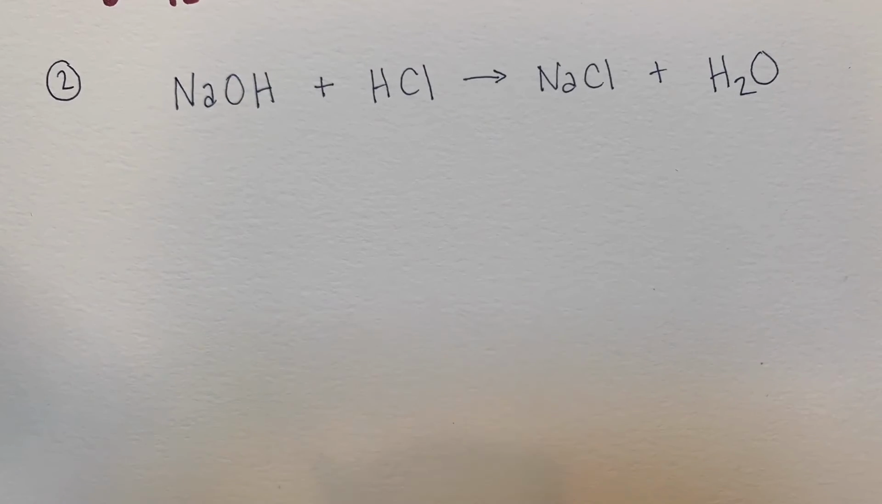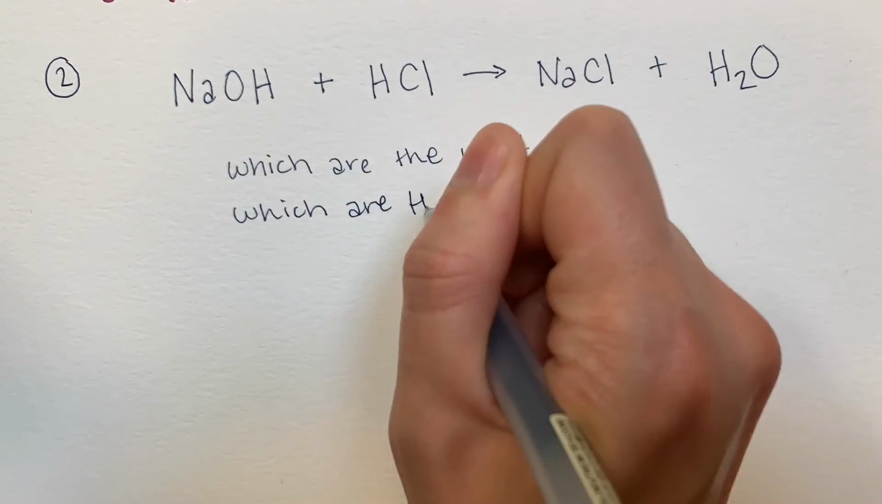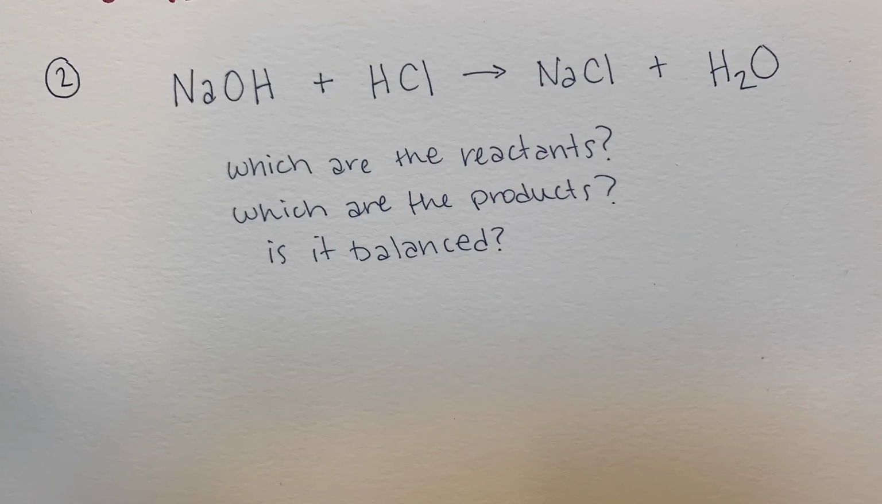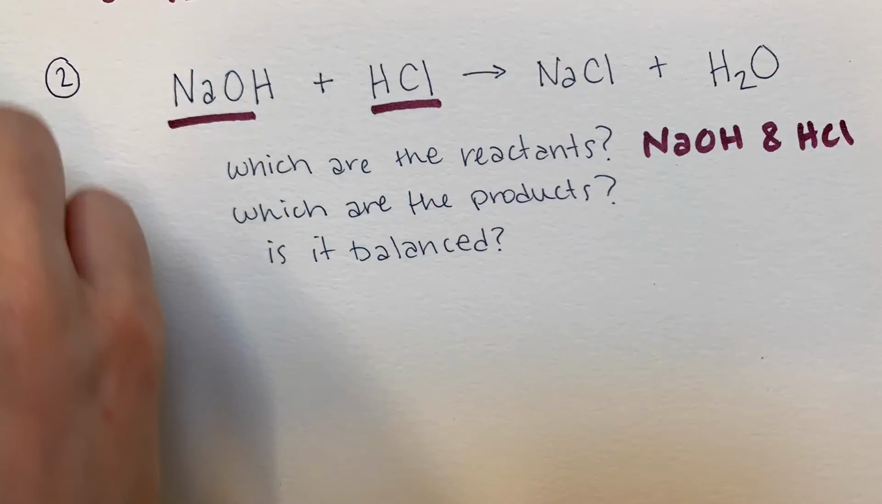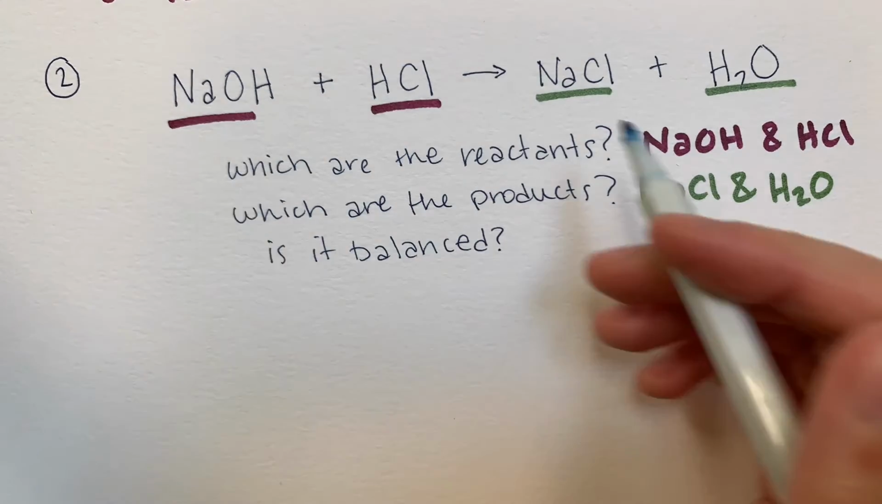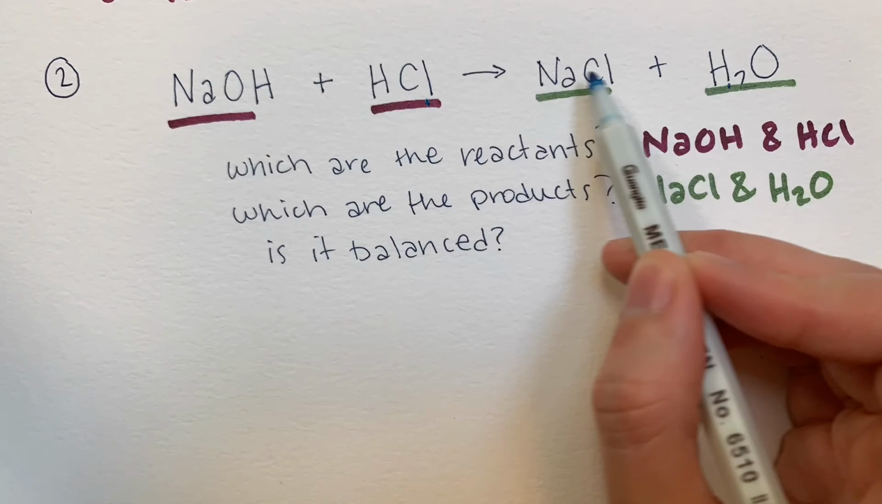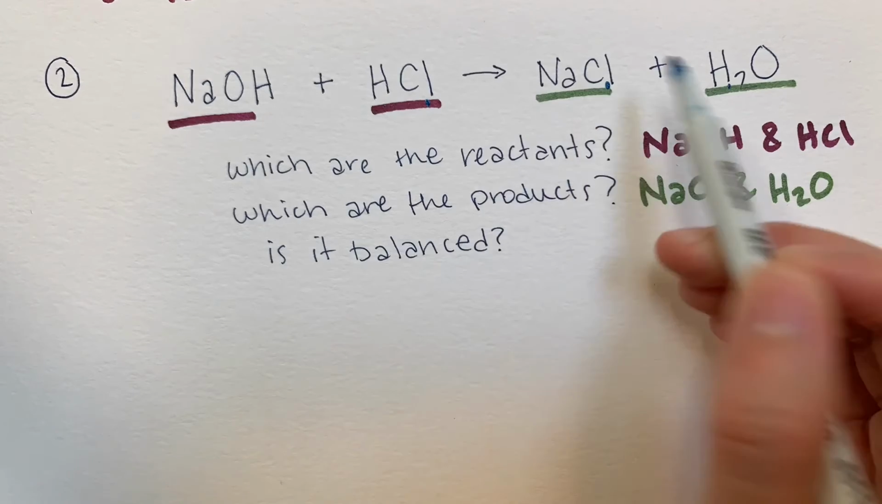Let's try another one. For the chemical equation above, what are the reactants? What are the products? And is it balanced? We know that this is balanced because it has the same number of sodium in the reactants and the products. It has the same number of oxygen in the reactants and the products. And it has the same number of hydrogen in the reactants and the products. That means that nothing was created or destroyed in the reaction, and both sides of the equation are balanced.